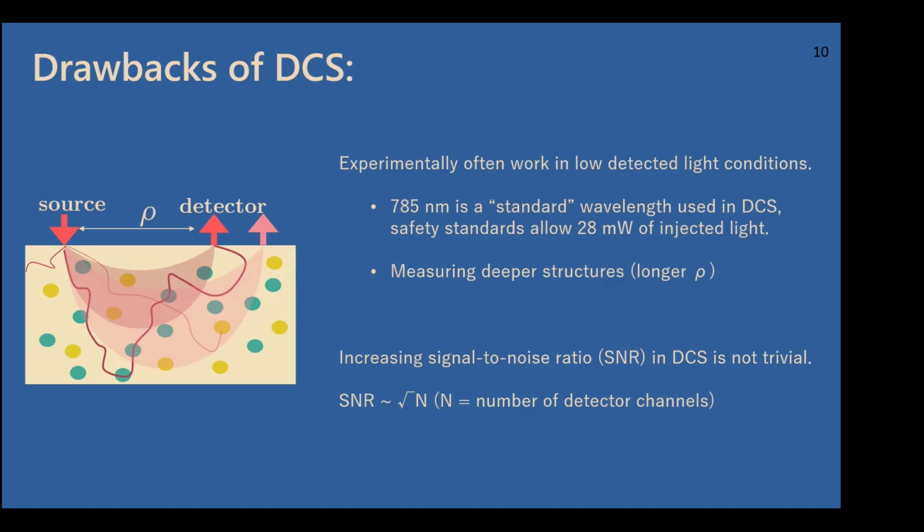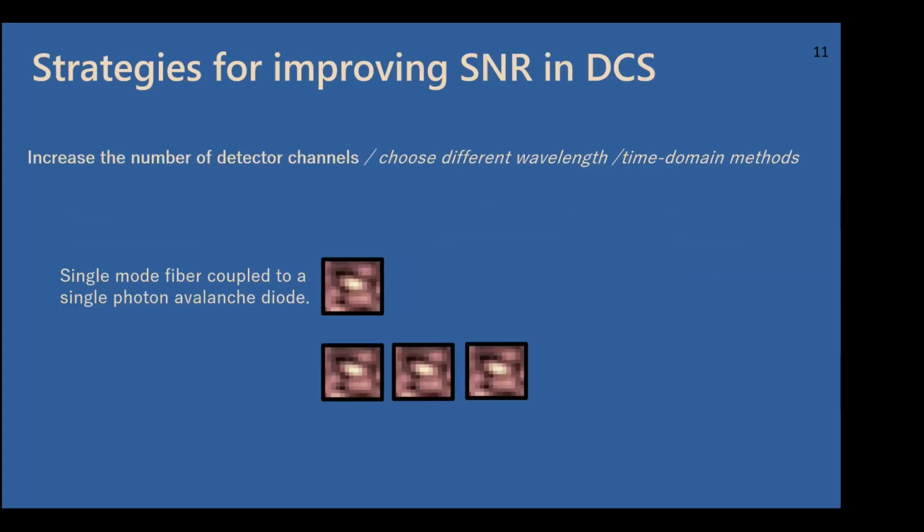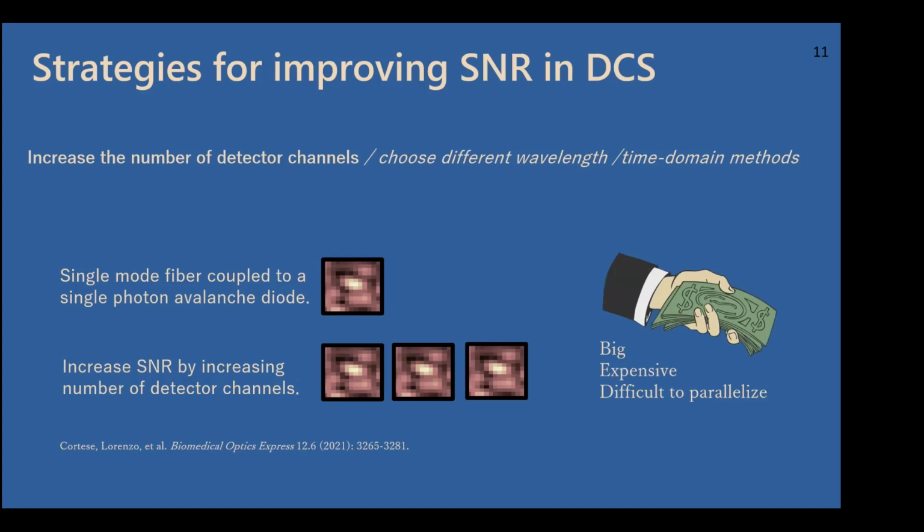In addition to all of this, increasing the signal to noise ratio in DCS is not trivial. There's a relationship that maps SNR, the signal to noise ratio, with the number of detector channels. So to increase SNR, we really want a higher number of detector channels. But that's not really that simple, because the DCS hardware involves a single mode fiber coupled to a single photon avalanche diode. To increase the SNR would require a lot more fibers as well as more detector channels. So upscaling a DCS system makes it physically very large. It also makes it very expensive, and it's not always easy to parallelize all of these independent channels.